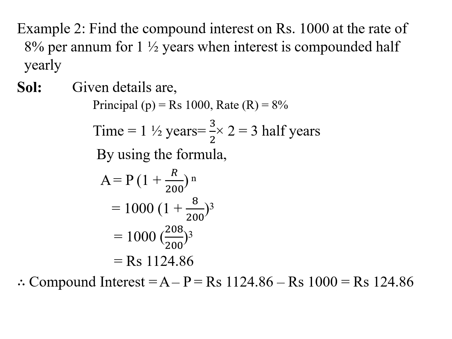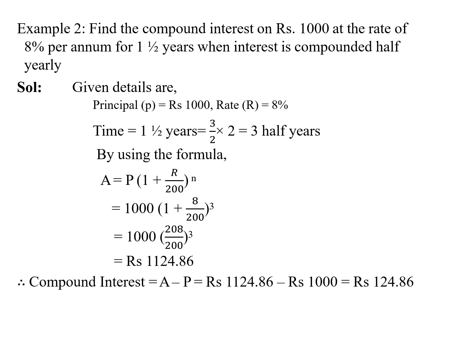Let's see the solution. First write down the given details. Principal is 1,000, rate is 8%, and time duration is 1.5 years. But since the interest is compounded half yearly, we need to convert it into number of half-year periods, which is equal to 3 by 2 into 2. After cancellation we got 3 half years.